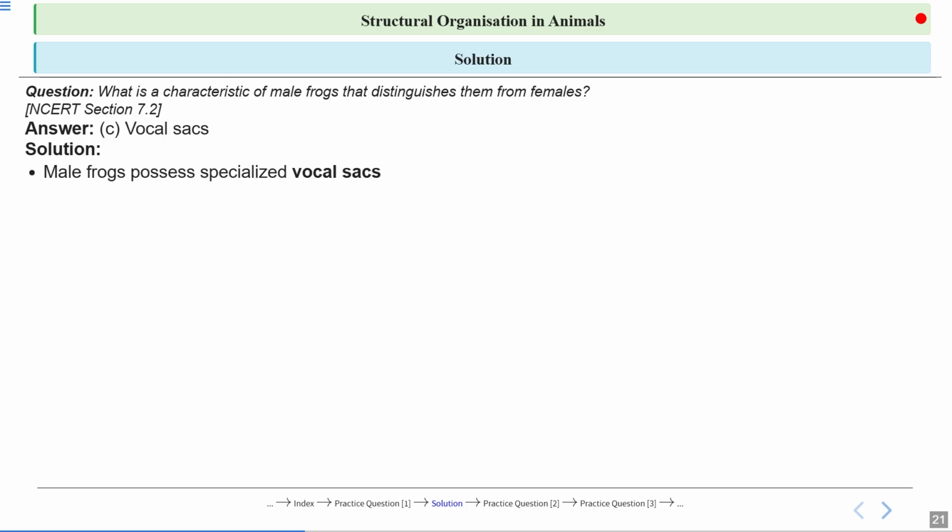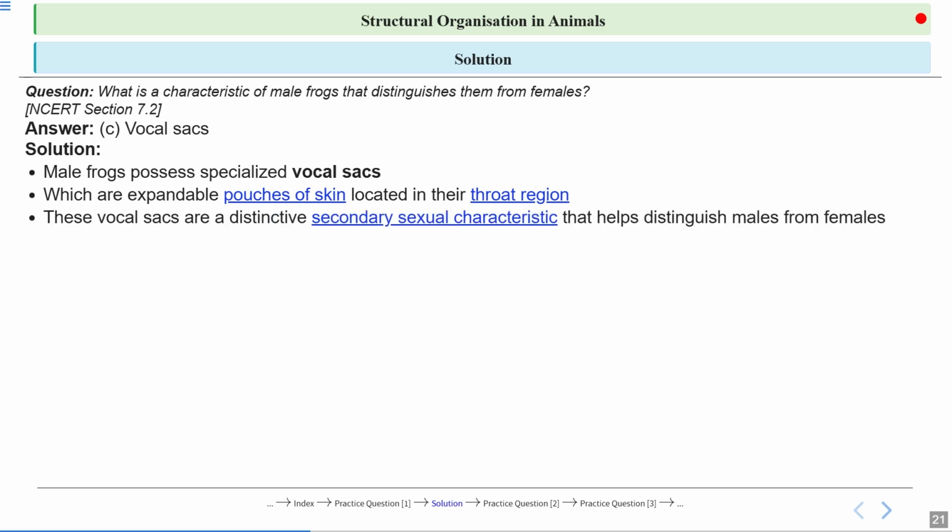Only the male frog possesses this specialized vocal sac, which is an expandable pouch of skin located in their throat region. So in the throat region, you can see the membrane is very thin, very minute, and it can get filled with air and protrude out. So it forms a pouch-like thing. These vocal sacs are a distinctive secondary sexual characteristic that helps distinguish males and females. So this is showing the phenomenon of sexual dimorphism. Just by seeing, you can easily identify which is the male frog and which is the female, right?